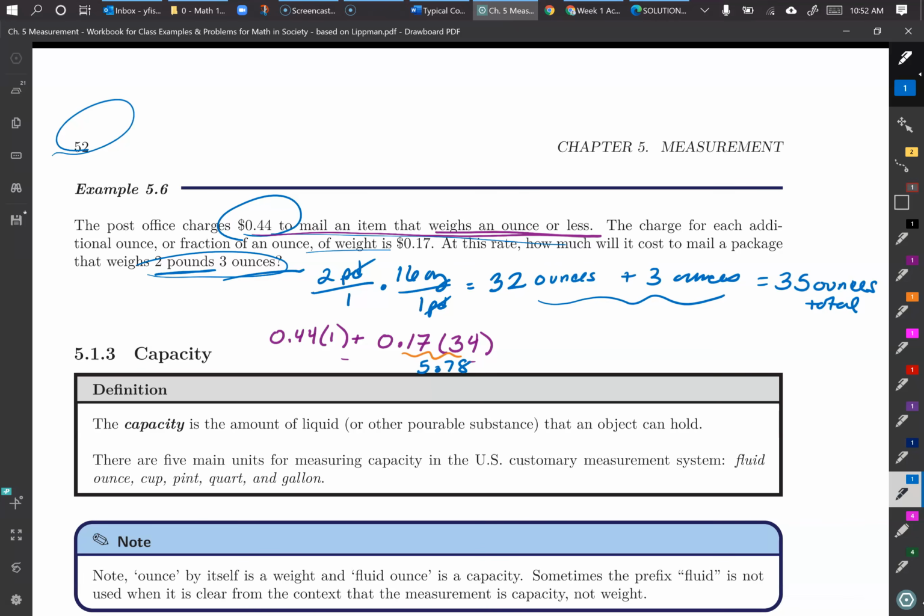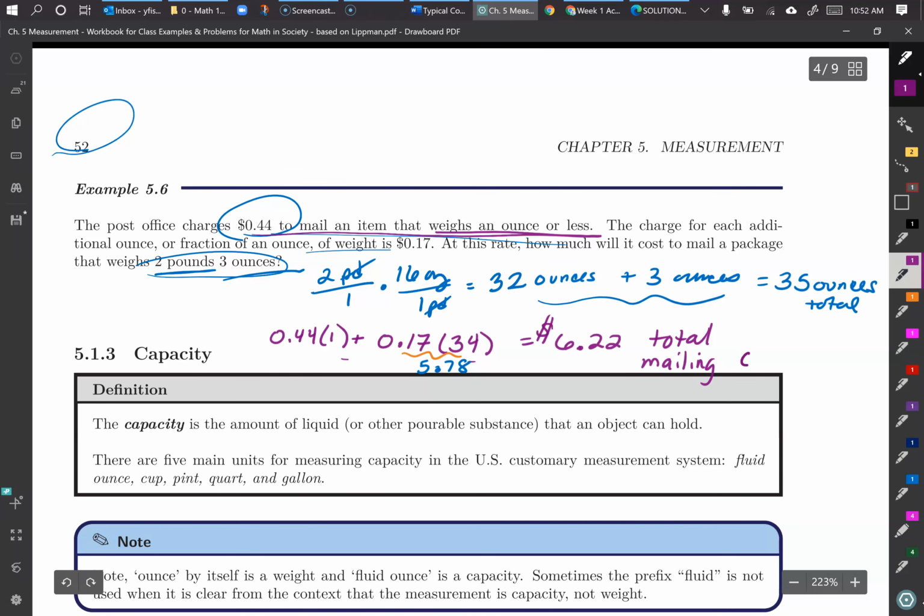And then add that to your 44 cents. It'll be $6.22. Make sure you put your dollar sign. It's dollars and cents, so make sure you go to the nearest hundredth. And then give it some context because it's a word problem. So you want to answer in a sentence with meaning and context wherever applicable. So, total mailing cost. It doesn't have to be fancy or anything, but make sure we have some meaning wrapped around that interpretation.